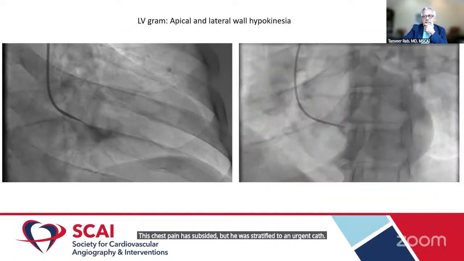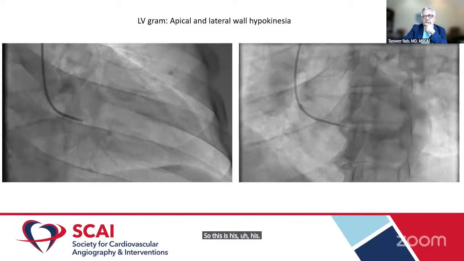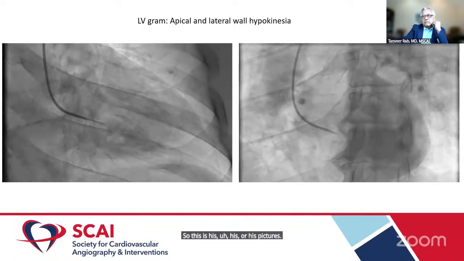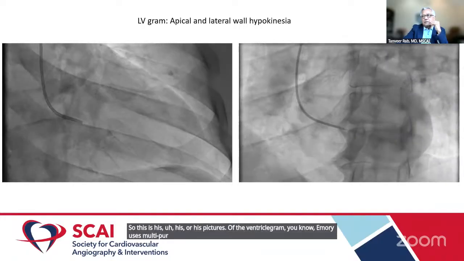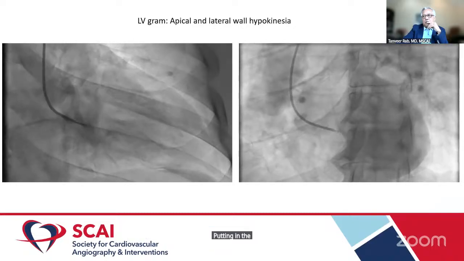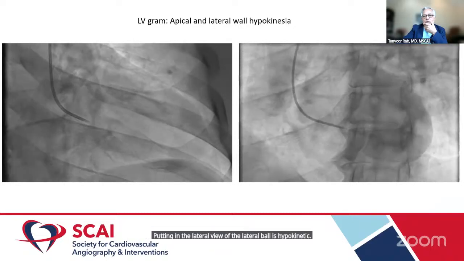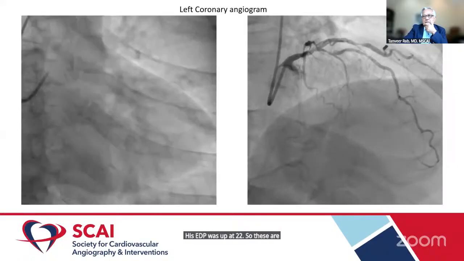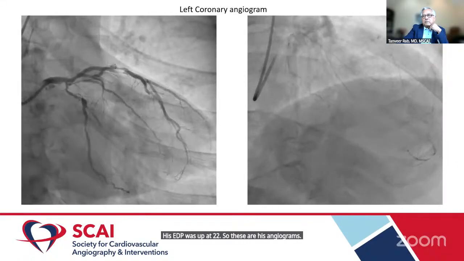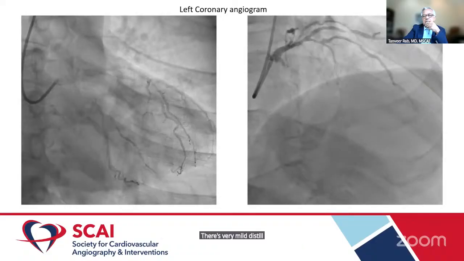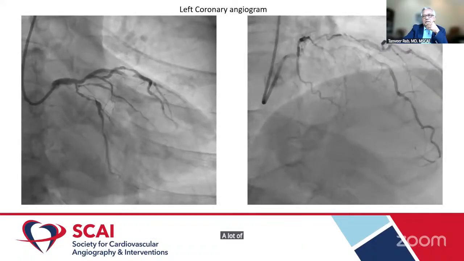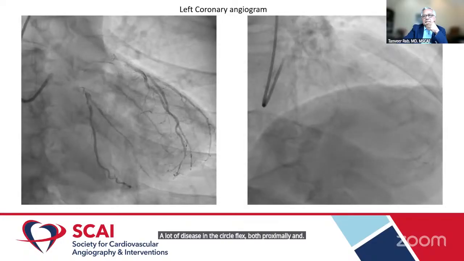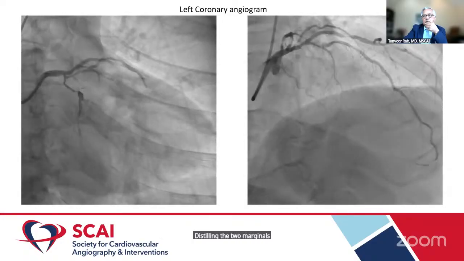This is his ventriculogram. We use a multipurpose catheter, but if you notice, in the lateral view, his lateral wall is hypokinetic. His LVEDP was up at 22. So these are his angiograms. There's very mild distal left main disease. You can see clearly that he has a lot of disease in the circumflex, both proximally and distally in the two marginals. The second marginal is subtotally occluded.